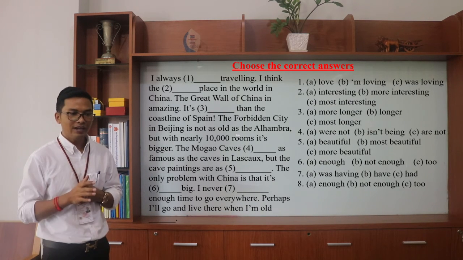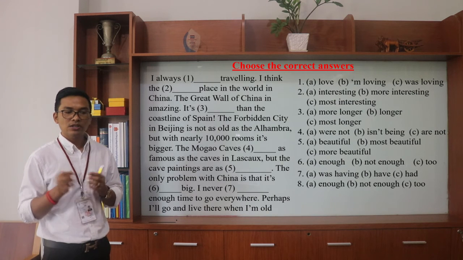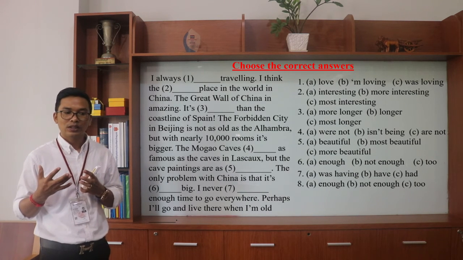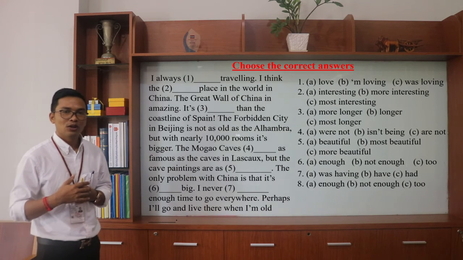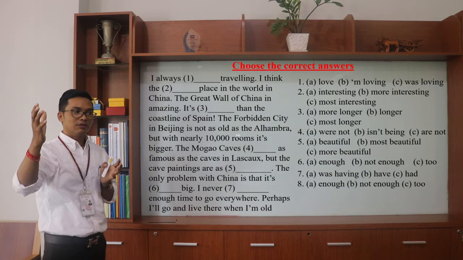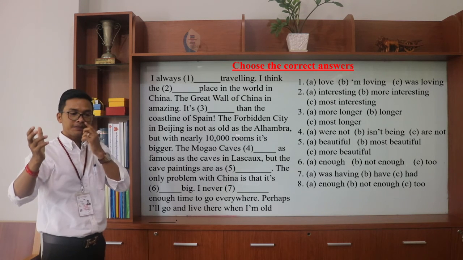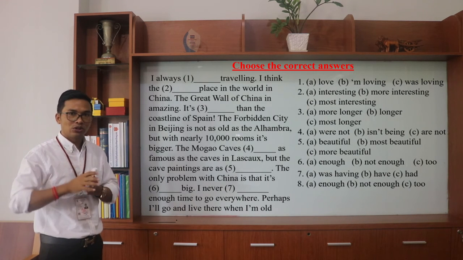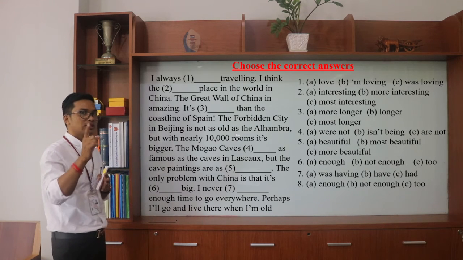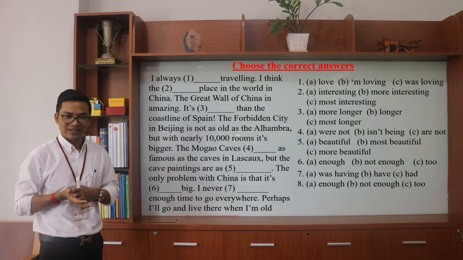So A, right? I think the blah blah blah place in the world in China. So you see, in the world, in China. So we say the highest degree, so you have to use the superlative. So which one is superlative? Number two, you have to choose letter C, the most interesting, right?